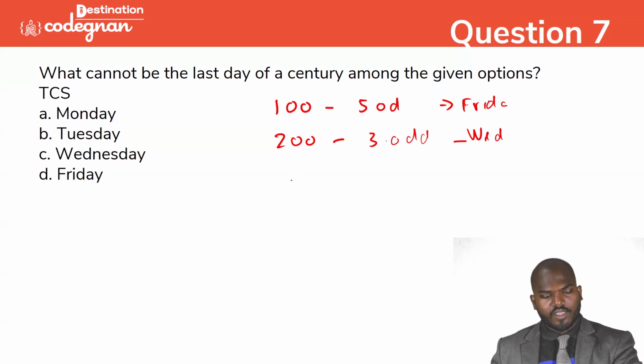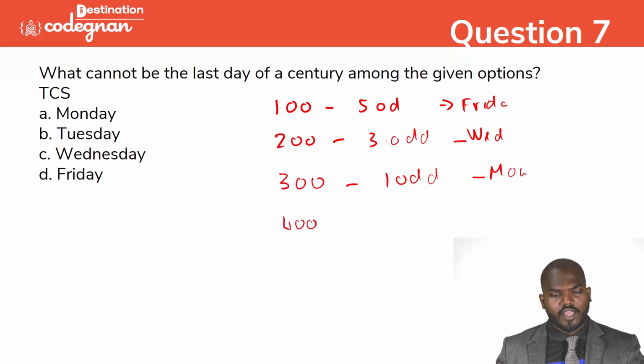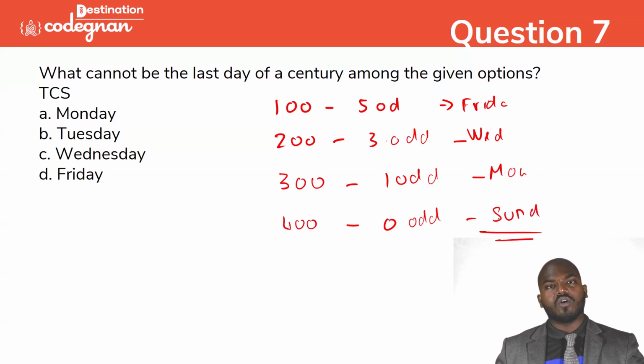And next, 200 years done. And for 300 years, we go for 1 odd day, that is called Monday. And next, 400 years, that is 0 odd days, which gives you the value Sunday. This is how you want to derive the value here, so that you will get the answer.